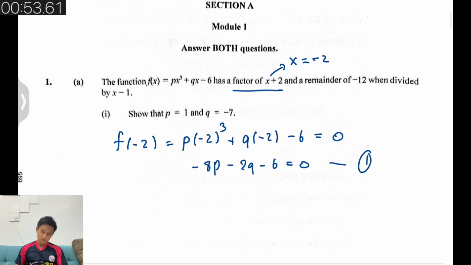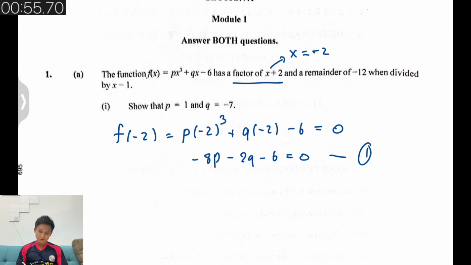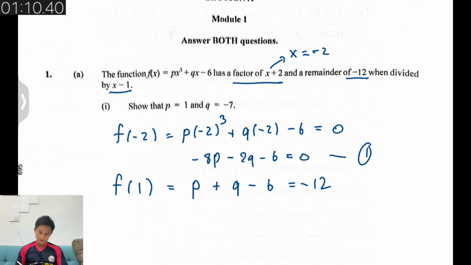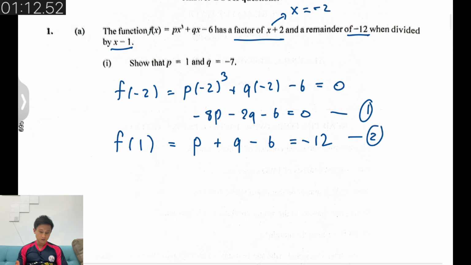Of course, we're going to need another one. Remainder of minus 12 when divided by x minus 1. So that's f(1), right? The critical value there would be 1. So 1 to the 3 is 1, so that's p plus q minus 6 equals minus 12. And let's call that equation 2.